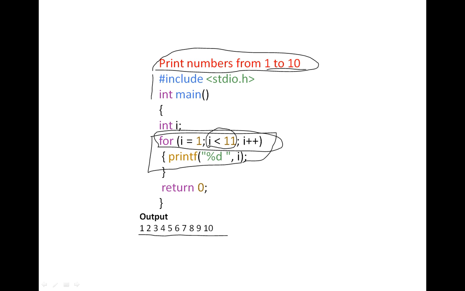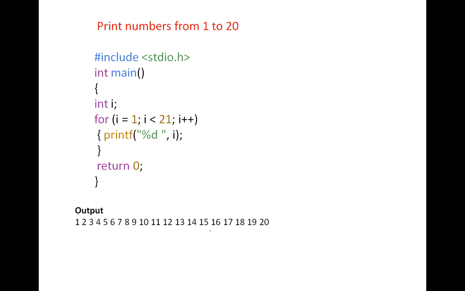Okay guys, let's see another program. Here we print the numbers 1 to 20. That means the initial condition is i is equal to 1, and the condition checking is i is less than 21. Once 20 is printed, i plus plus gives the number 21. This condition is false, then automatically return 0 will be generated and the compiler will give the result likewise, numbers 1 to 20.